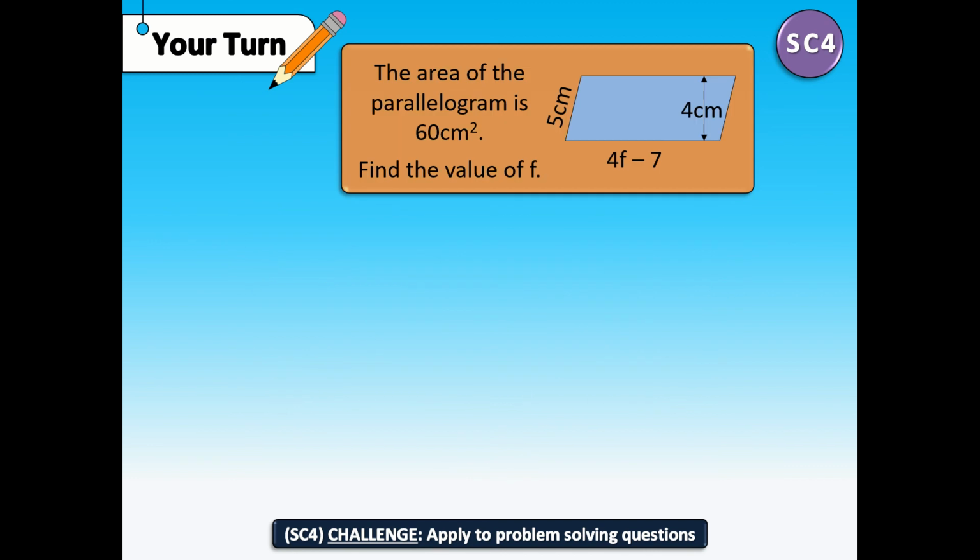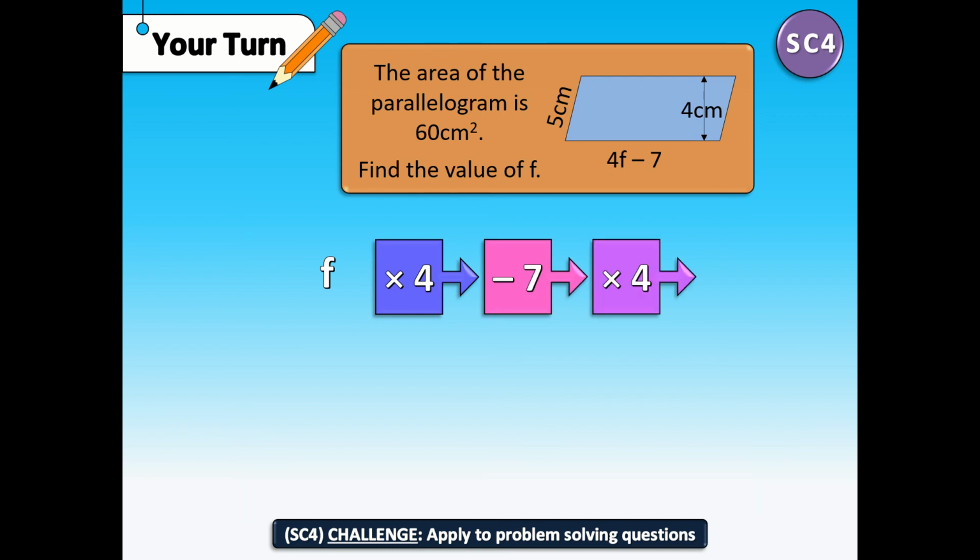For the amber question, we're told the area of the parallelogram is 60 centimeters squared, and we want to find the value of F. So if we write down what we're doing to F, we're timesing it by 4 and then taking away 7, and then we're timesing it by the height of the parallelogram, which is 4, and we get the area, which is 60.